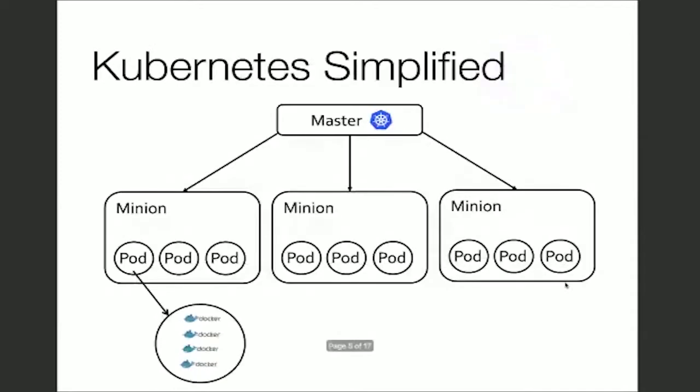So this is essentially the simplified overview of Kubernetes. What it looks like is there's the master node. There are many minions. Each minion has inside it several pods, and each pod has inside it many containers. And in this case, we use Docker containers, although they do support other kinds of containers.